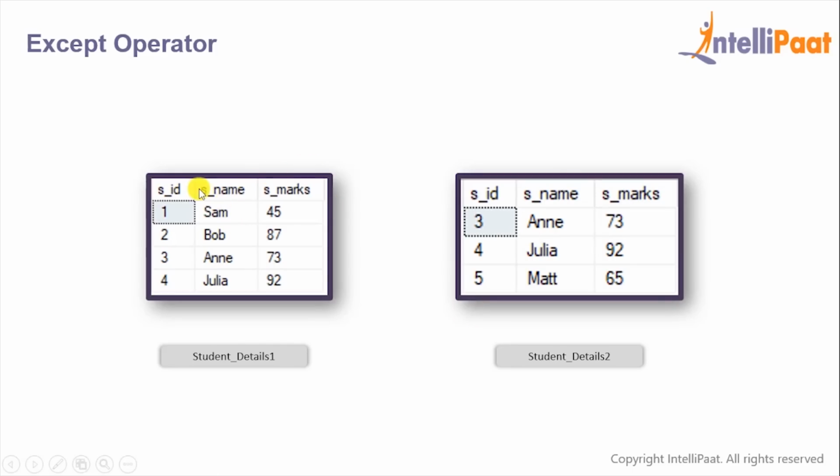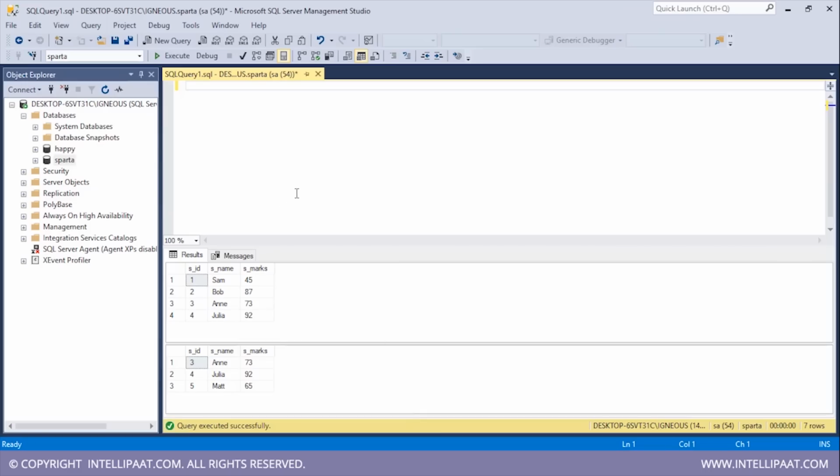So we have the student details 1 table which has the columns SID, SName and SMarks and has these 4 records. And the other table is student details 2 which has the same columns and comprises of these 3 records. So let's go to SQL Server and work with the except operator. Right, so we have our 2 tables right in front of us. So let me type in the syntax.